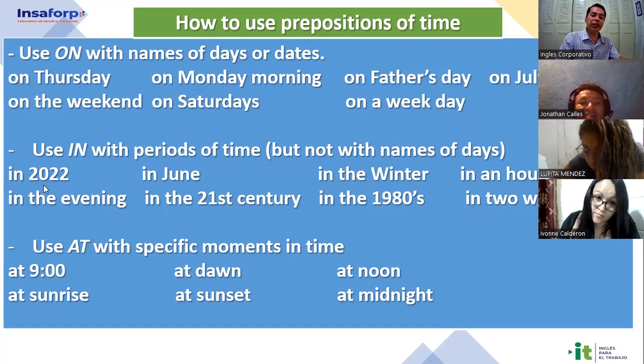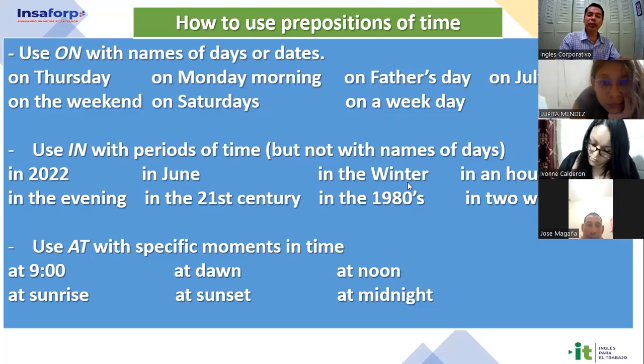Okay, let's continue. With years, we use in. Look, in 2022. In month, in June, seasons, in the winter. También vean que las seasons se escriben con mayúscula. In an hour, es decir, que cuando hablamos con periodo de tiempo, en una hora, en un minuto, en un mes, in a month, in a year, en un año. So we use in, right? Quiere decir que es cuando usamos periodos de tiempo. In the evening, in the afternoon, in the morning. En los siglos también, miren. In the 21st century, right?